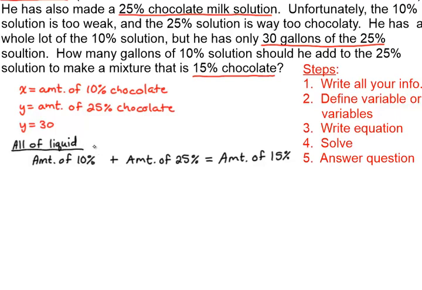Okay, so now we're going to put some variables in here. Well, the amount of 10% we said was x. The amount of the 25% was y, and we said that that was equal to 30. And then that's equal to the amount of 15%. We don't know that yet, so we're just going to rewrite that. Okay, so that was my first thing that I wrote down. x plus 30 is going to give me how much 15% I'm going to have at the end of the day.